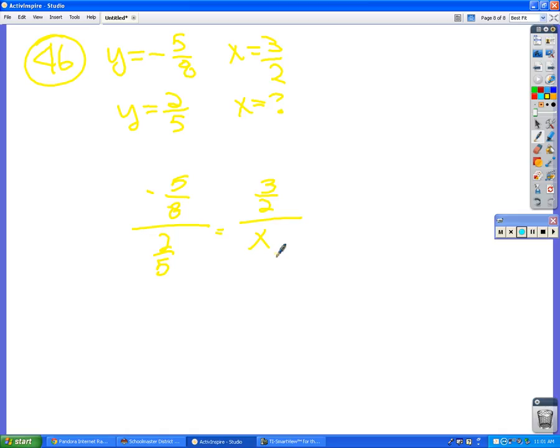Yeah, decimal is a good way to go. So you could do -0.625 over 0.4 equals 1.5 over x. And that would work the same way. They have it set up though, so it's not too bad.